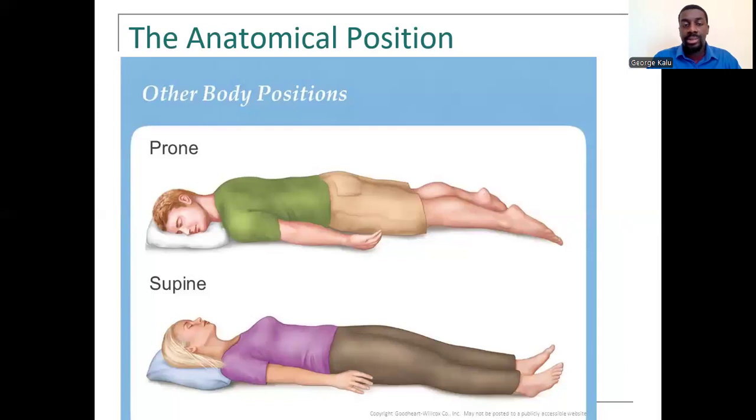So we also have two other body positions, and these positions are called prone and supine. Prone is when someone's facing down, face down. And then we also have supine. Supine is when the body's facing up, or face up. The way I remember that is supine is when they're lying on their spine. Supine, lying on the spine, so they're going to be face up.